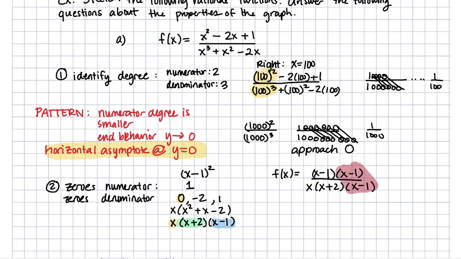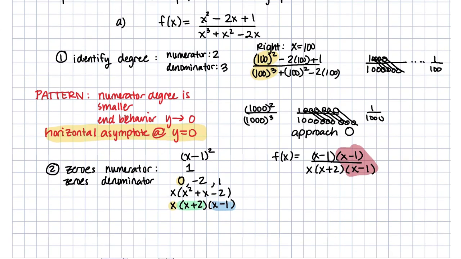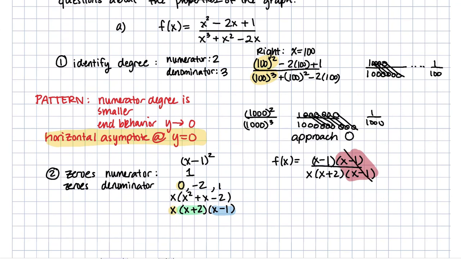(x minus 1) over (x minus 1). So the question is, what happens when we have something like that? We want to know what that visually looks like on the graph. So when you have a repeat factor like this, what that means is you're going to have what's known as a hole at x equals 1, because when I try and plug in x equals 1, I get division by 0.